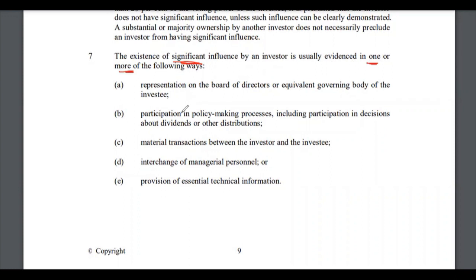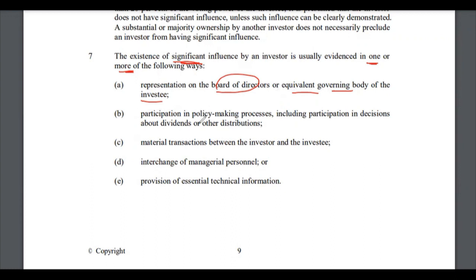So it's either one or more. So at minimum, one of the factors should be present, right? One of the factors should be present. So 7A says representation on the board of directors or equivalent governing body of the investee, right? So if someone from your investor's team is sitting on the board of directors or is in a position in higher management who can control financial and operating decisions, then even if the investor has less than 20% ownership, it still has significant influence over the investee, right?